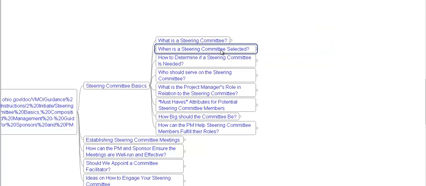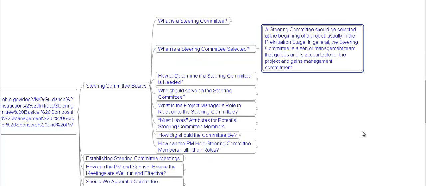When is the steering committee selected? A steering committee should be selected at the beginning of a project, usually in pre-initiation stage. In general, the steering committee is a senior management team that guides and is accountable for the project and gains management commitment.